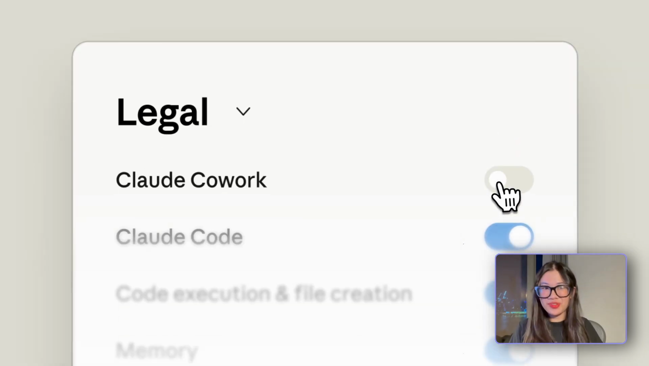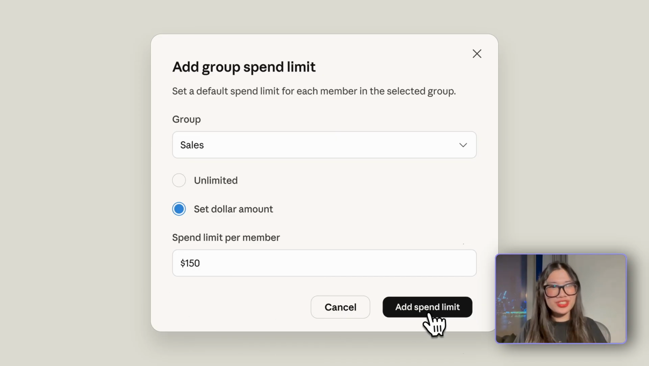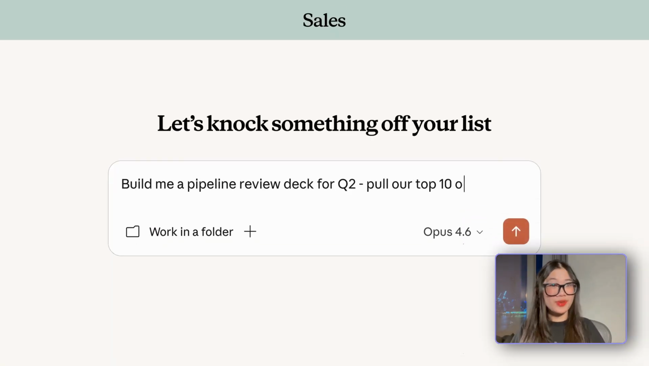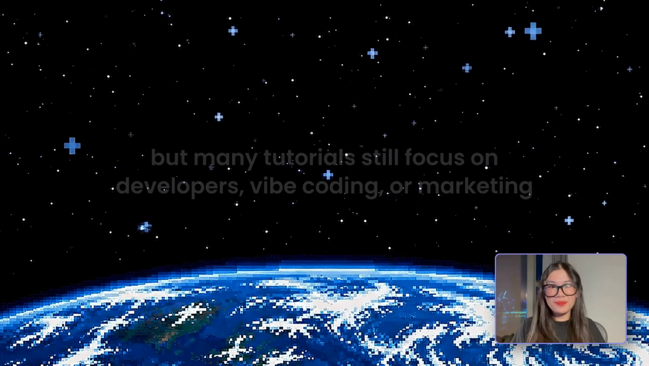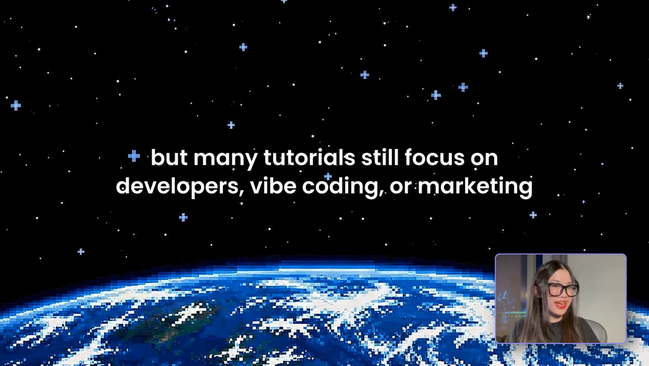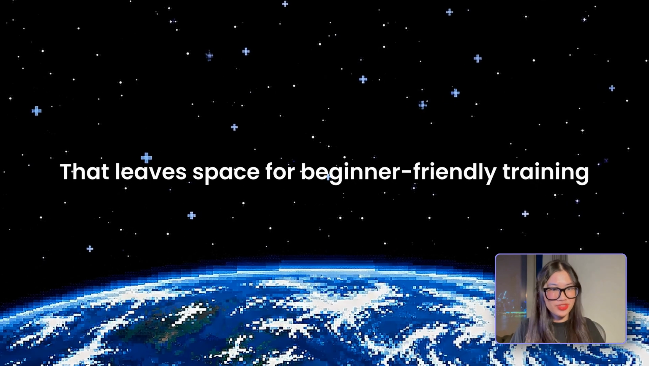Claude is moving deeper into work. Anthropic's own Claude for Work page points to use cases across sales, HR, marketing, product management, project skills, research, and integrations. More people are hearing about Claude, but many tutorials still focus on developers, vibe coding, or marketing. That leaves space for beginner-friendly training around real business workflows.